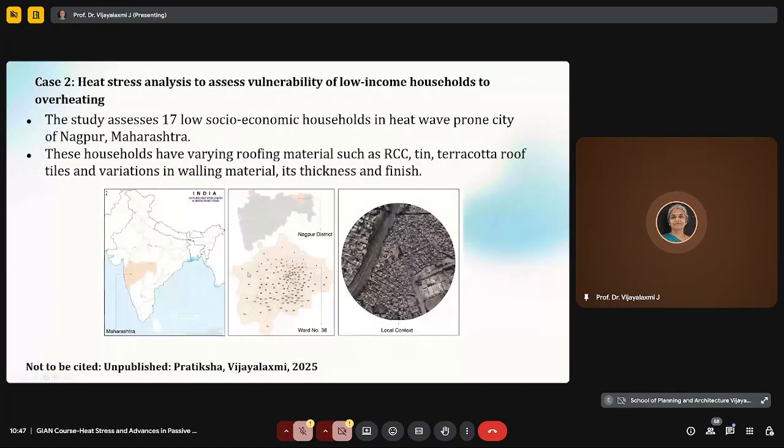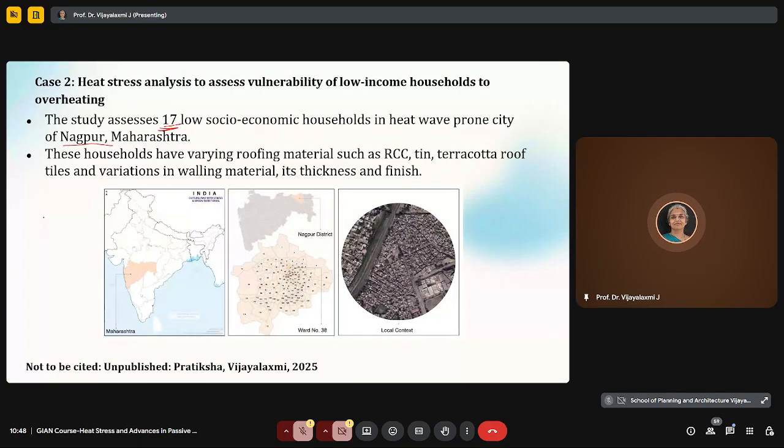So we realized that 5 houses is not a great number and we should try to do something better. In the second case study, we studied 17 socio-economic households in the heat wave prone city of Nagpur. Here the households have varying roofing material like RCC, tin, terracotta tiles, and also varying walling materials in terms of thickness and finish. Again, we considered field measurements of indoor climatic parameters of all the households, captured using data loggers.